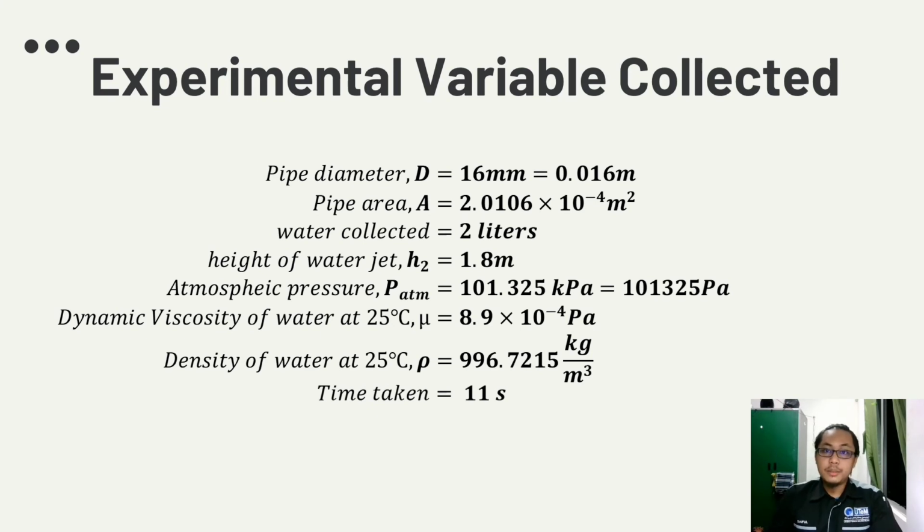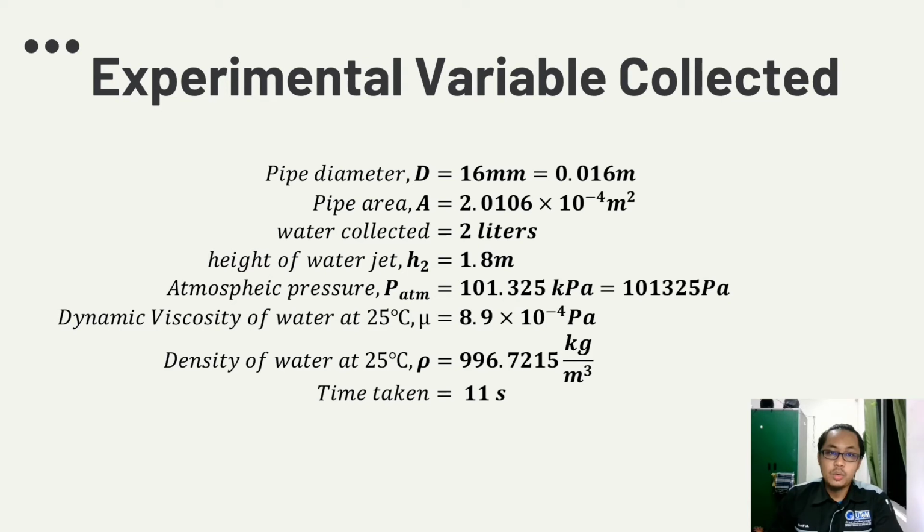Assalamualaikum and greetings. My name is Saiful, and I will explain the calculation for the experiment. On the screen is the list of variables we collected from the previous experiment. You can see here the diameter of the pipe. The inner diameter is 16 mm. The pipe area can be calculated using the formula pi r squared.